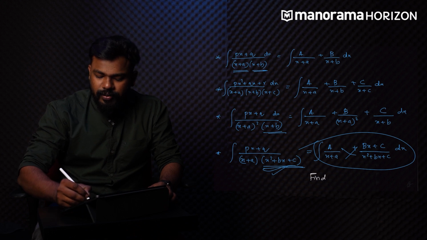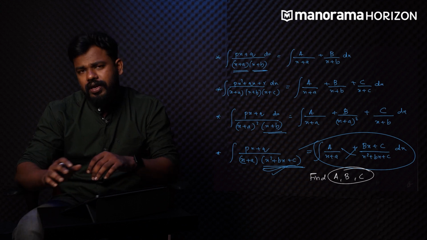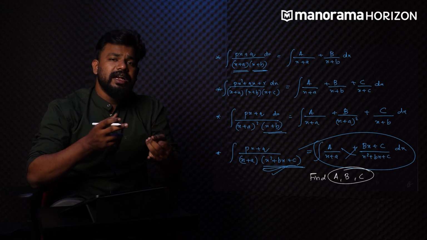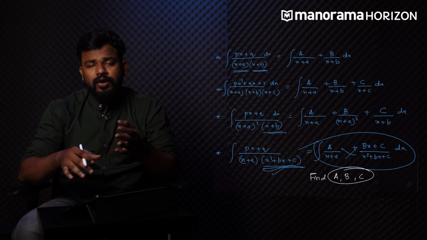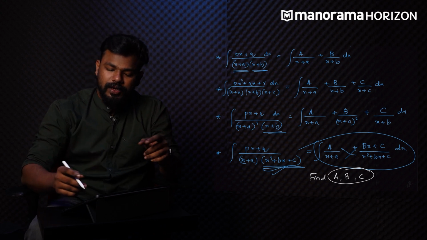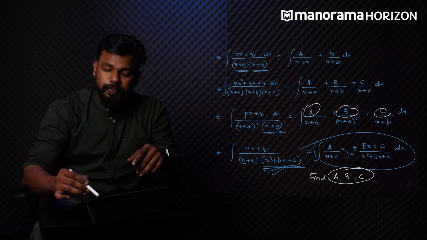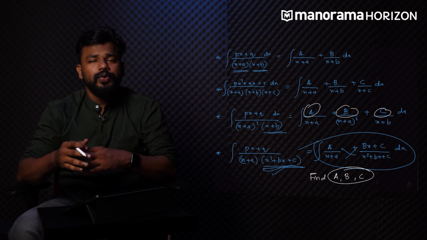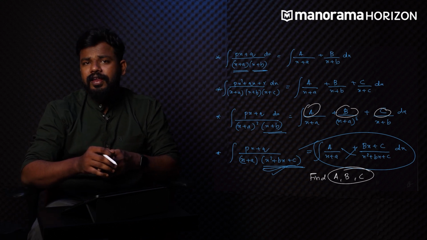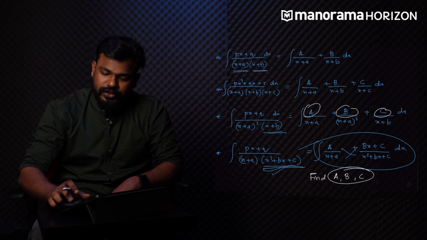After writing in this form, you have to find A, B, C, whatever. Like if there is A, B only, you have to find these two. There might be C and D also in some cases. So find out all that and go back to the form and split them. And after splitting, what do you do? Directly integrate and get the final integral for this particular function. Understood? Now let's look at an example.